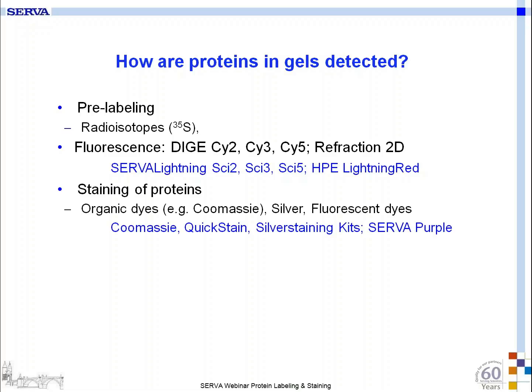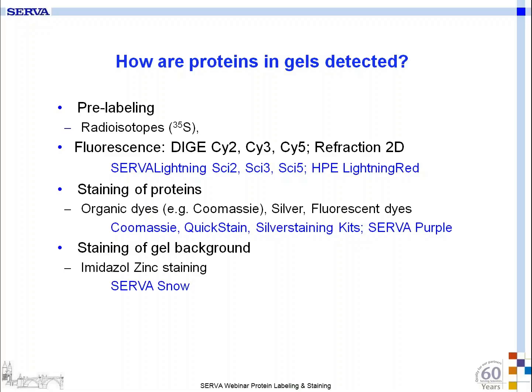But you can also stain your proteins, for example, with organic dyes. That would be Coomassie, silver. And you also have fluorescent dyes. So this is a difference between the DIGEs and the Lightning Reds and so on. You can dye them directly with fluorescent dyes. This would be, for example, our SERVA Purple.